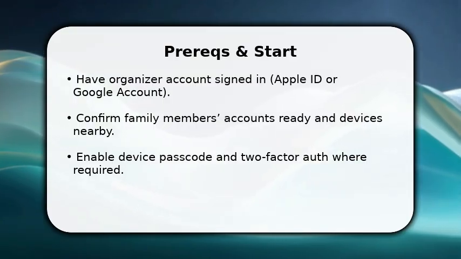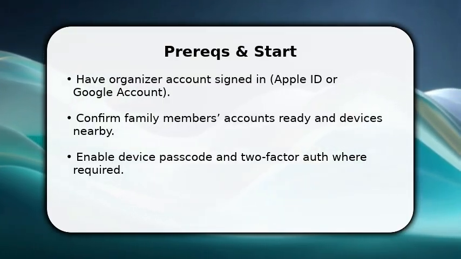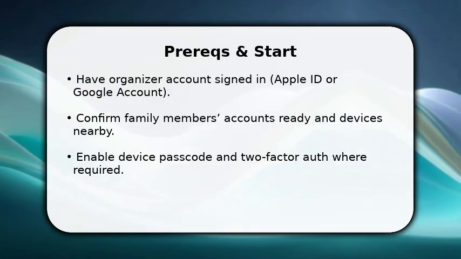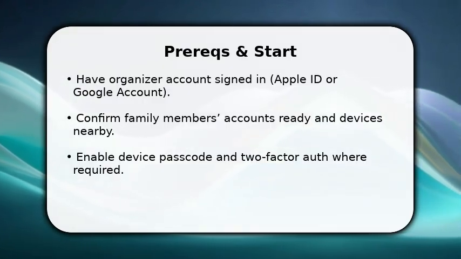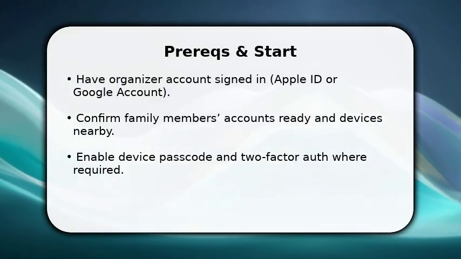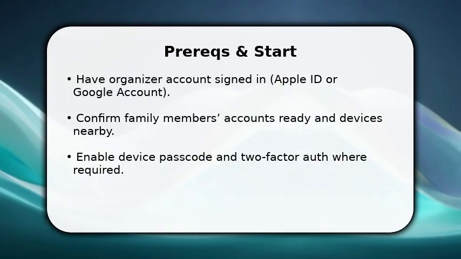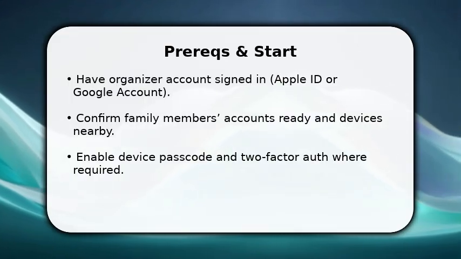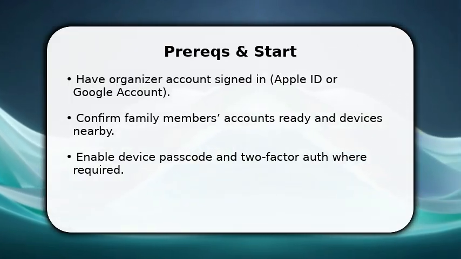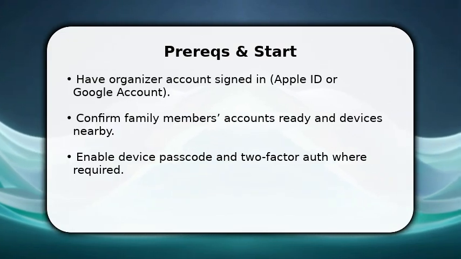Tap Add Family or Set up Family Sharing. Follow prompts to invite members by email or device. Make sure every invitee accepts on their device. This step establishes a shared payment method and centralizes purchase approvals so purchases route through the organizer account.